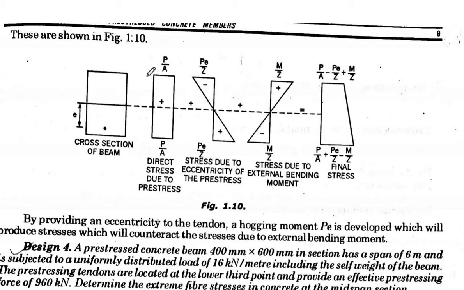So the total stress will be how much? P by A minus PE by Z plus M by Z at the top, and at the bottom we will have P by A plus PE by Z minus M by Z. So this will give you your total stresses.